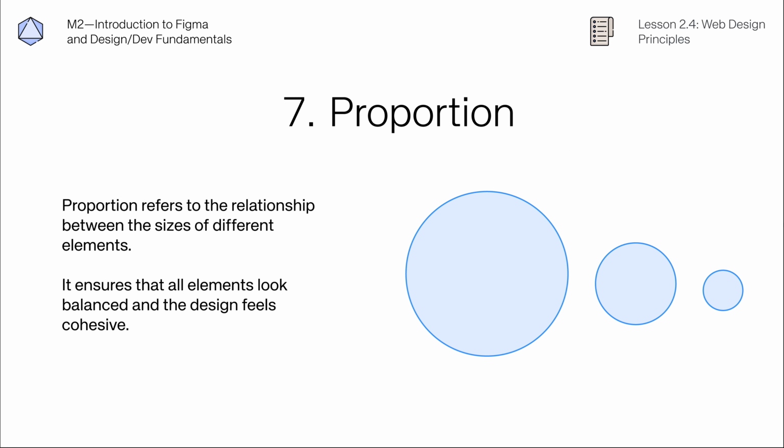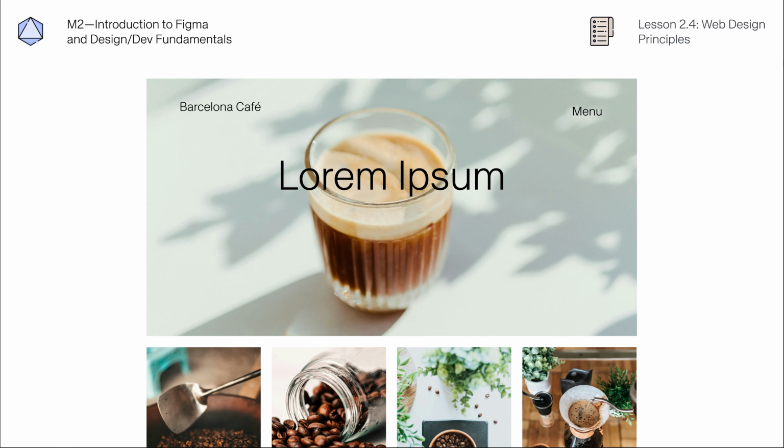Number 7 is proportion. Proportion refers to the relationship between the sizes of different elements. It ensures that all elements look balanced and the design feels cohesive. For example, on a coffee website, a large photo of a steaming cup of coffee is the main focus, with smaller photos showing the steps of the brewing process. This proportion ensures that the most appealing part of the content, which is the finished cup of coffee, stands out.